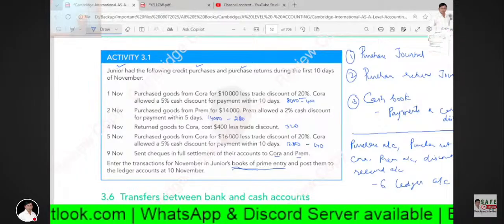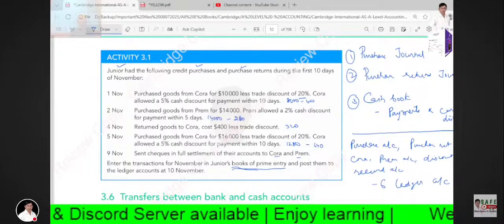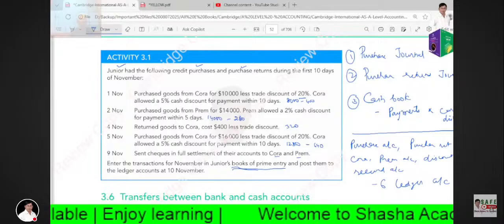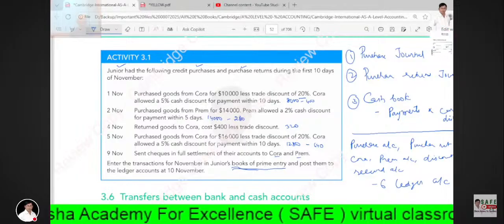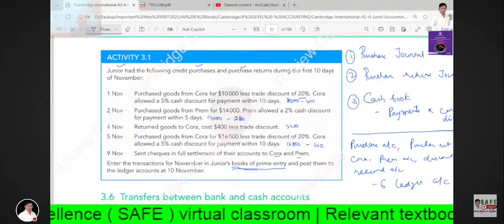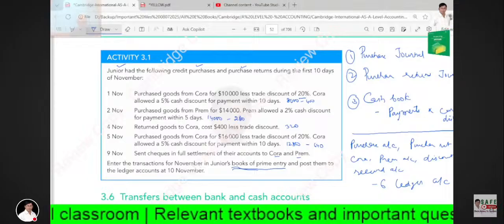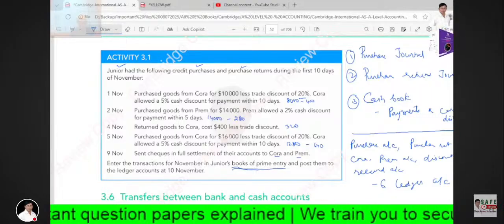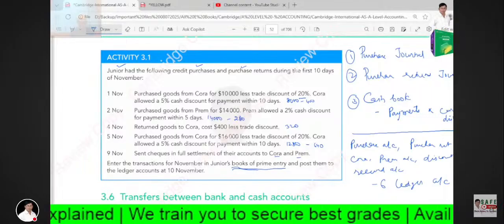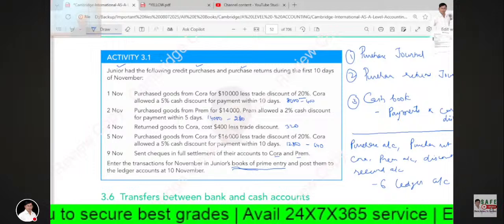Now we'll start with this. If you have already learned in school, you can try working out this question on your own, and then cross check with the solution here. This is how we are going to proceed. First we need to prepare the purchase journal and purchase returns journal. Let us first prepare the purchase journal.